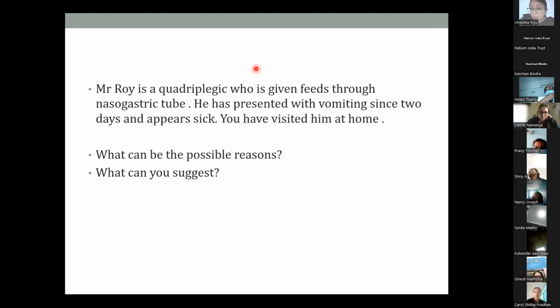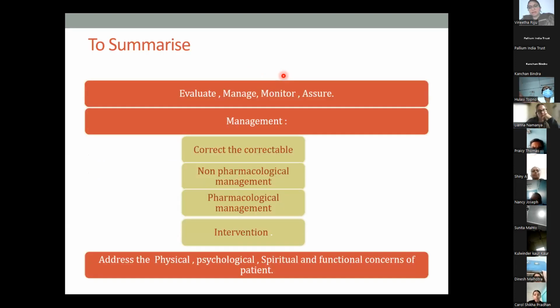It can be a block of the tube, okay, or it can be maybe the relative is overfeeding the patient, okay, and he's probably sick because he's aspirated and he's developed pneumonia or something. So to summarize, you evaluate, manage, monitor, assure, and you manage by correcting the correctable, non-pharmacological management, pharmacological management, and also intervention when needed.